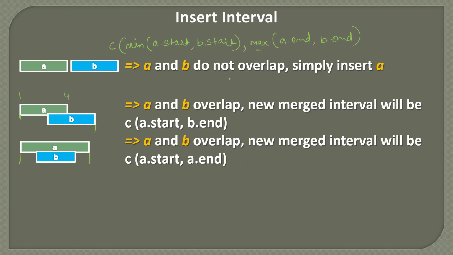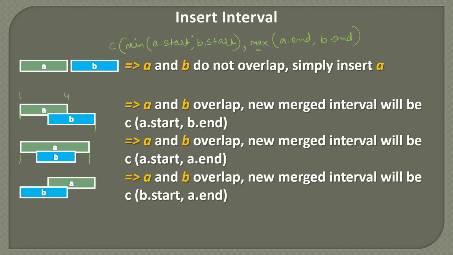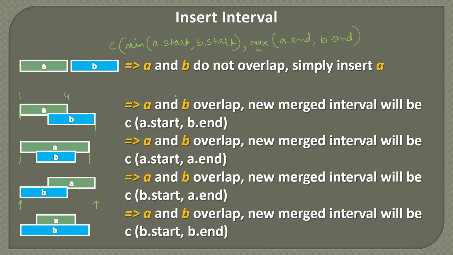We have to take the max value. And if this is the scenario, then by applying this formula, C start will become B start and C's end will become A's end. So this would be the area of the C interval. And if B completely overlaps A, and if we want to insert A, so by applying this formula, C start will become B start and C end will become B's end. So this is how we actually insert and merge the intervals together.